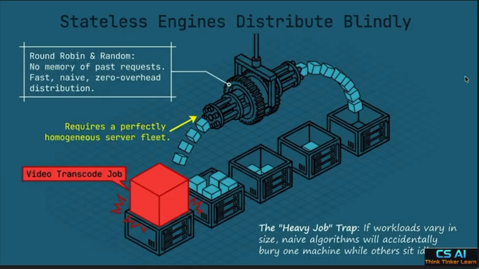Stateless engines like round robin or random distribution are the simplest tools in the shed. They distribute traffic blindly with zero overhead because they have no memory or past requests. However, they fall into a heavy job trap. If your workloads vary in sizes, like a tiny JSON fetch versus a massive video transcode job, naive algorithms will accidentally bury one machine while others stay idle. These algorithms require a perfectly homogeneous server fleet to be effective.